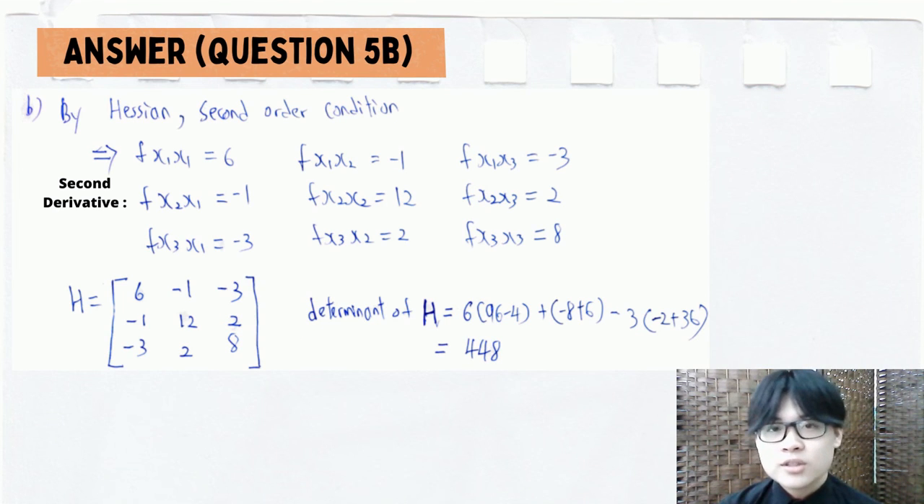For the second order condition using Hessian, we need to find the second derivative of the function. Through the function in part A, the second derivatives of x1, x2 and x3 are as shown above. Then, we use the second derivatives to rewrite it in matrix form, which is matrix H. Then, we compute and find the determinant of matrix H, which is 4, 4, 8.